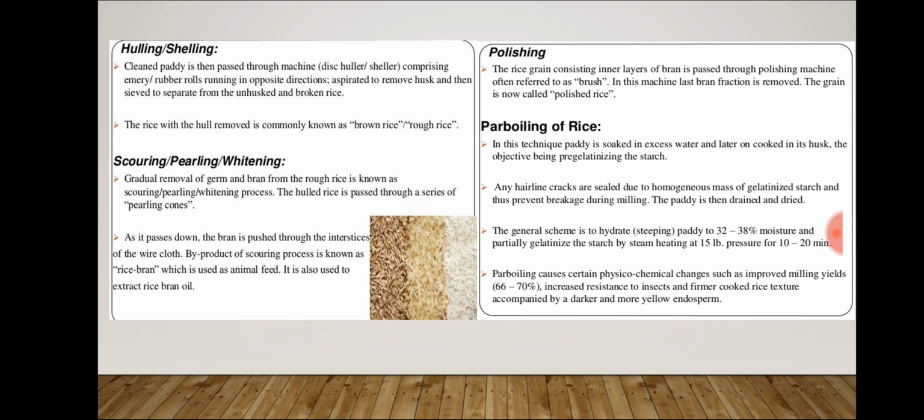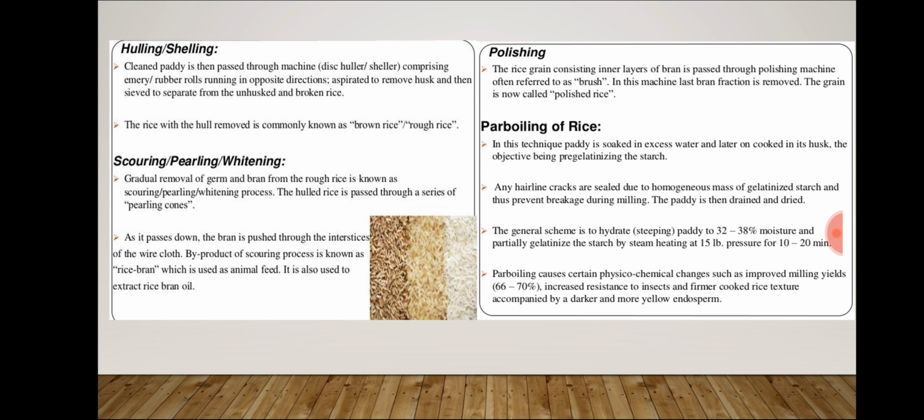Hulling and shelling. Cleaned paddy is then passed through a machine, a disc huller or sheller, comprising emery and rubber rolls running in opposite directions. It is aspirated to remove the husk and then sieved to separate it from the unhusked and broken rice. Rice with the hull removed is commonly known as brown rice or rough rice.